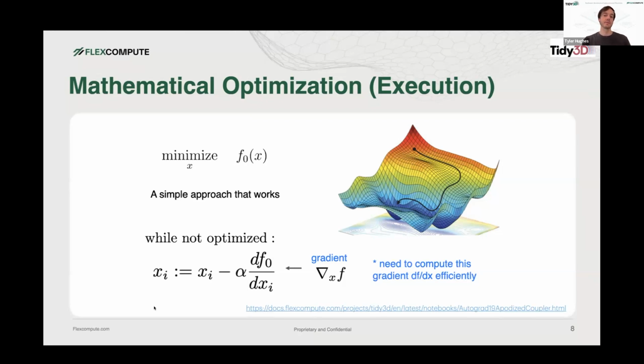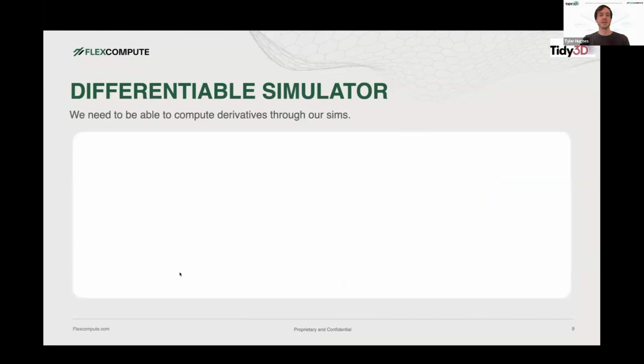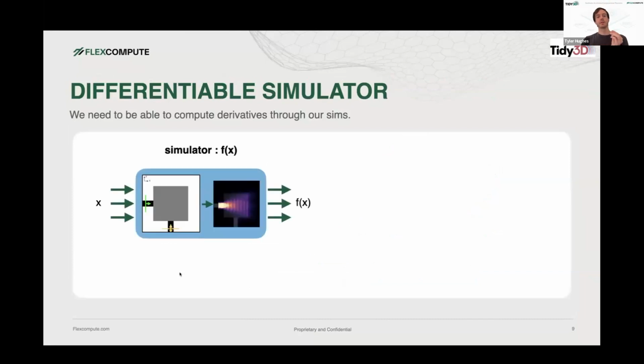So this is called gradient descent, and this is actually the same way that machine learning models are trained, and it's the same way that inverse design is typically done. And one important note, which will be very important later, is that to do this, you need to be able to compute the gradient, and not only compute it, but compute it efficiently. So we'll be spending a bit of time on that. Right, so we need the gradients.